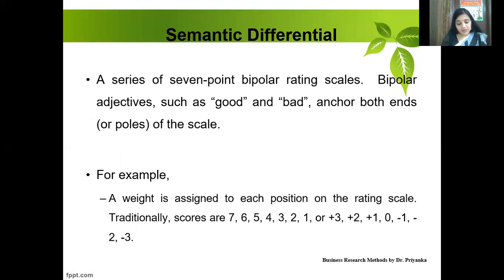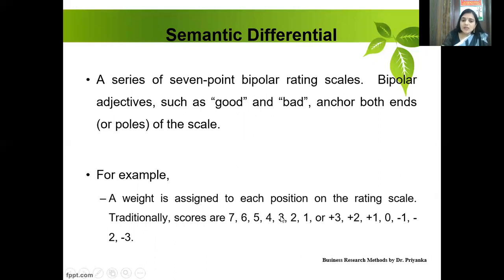Then the semantic differential scale. What do you mean by semantic differential? We are talking about differentials here, right? But how? A series of 7-point bipolar rating scales, with bipolar adjectives such as good and bad, anchors both ends or poles of the scale. For example, a weight is assigned to each position on the rating scale.